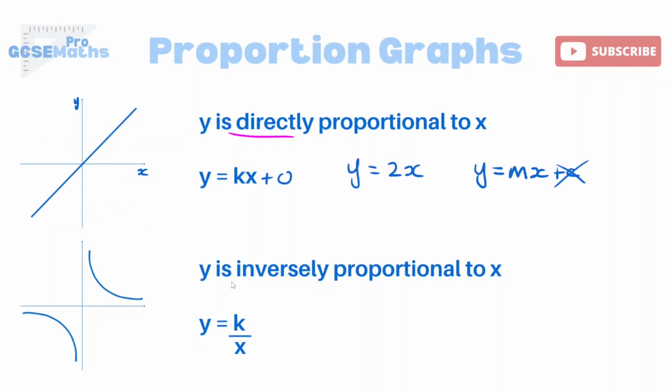The next one is a bit harder, and that's why I want you to have seen it rather than be in the exam and trying to guess. Y is inversely proportional to x. Now you should already have this memorized, that the formula for that is y equals k over x. Again, k is just a number, so let's pretend that it was 2 over x.